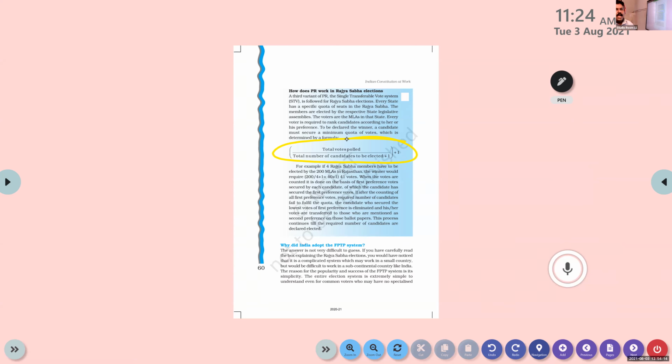Only data analysts or educated people can understand this method. It is very difficult for illiterates. It is not simple, and the calculation is also not simple. Basically, common people cannot digest it. It would be difficult to work in a subcontinent-sized country like India.